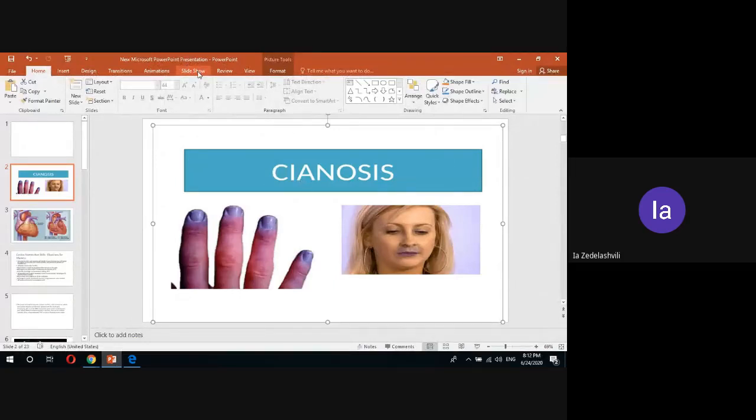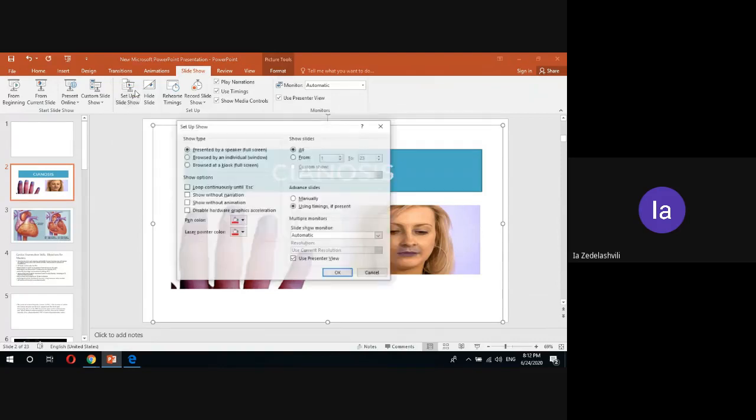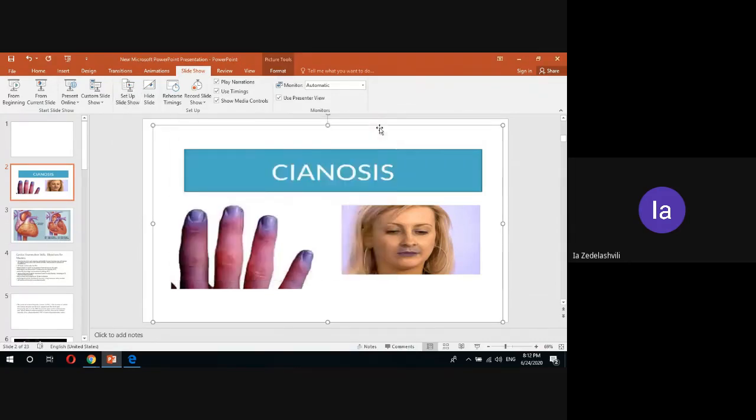How to change it to slideshow, I have no idea. I think like this. Okay, doesn't matter.